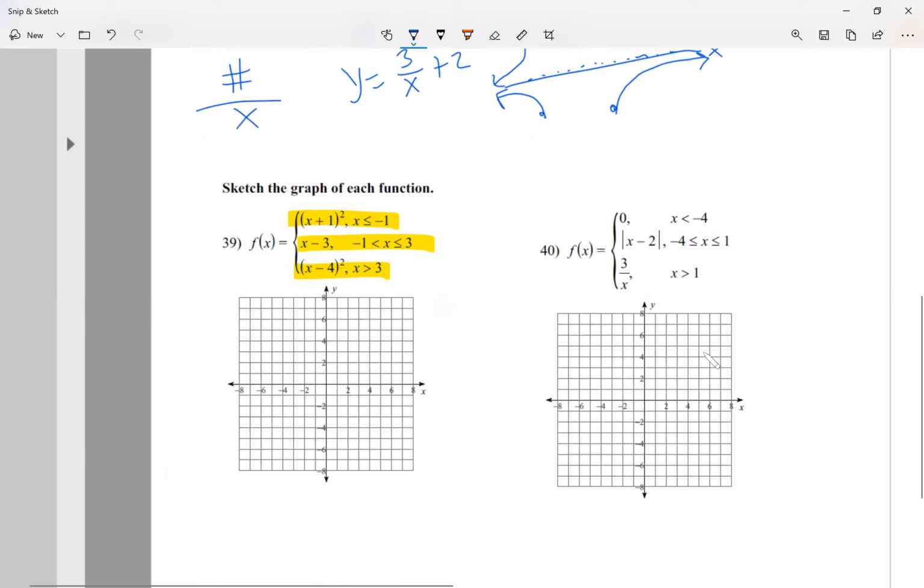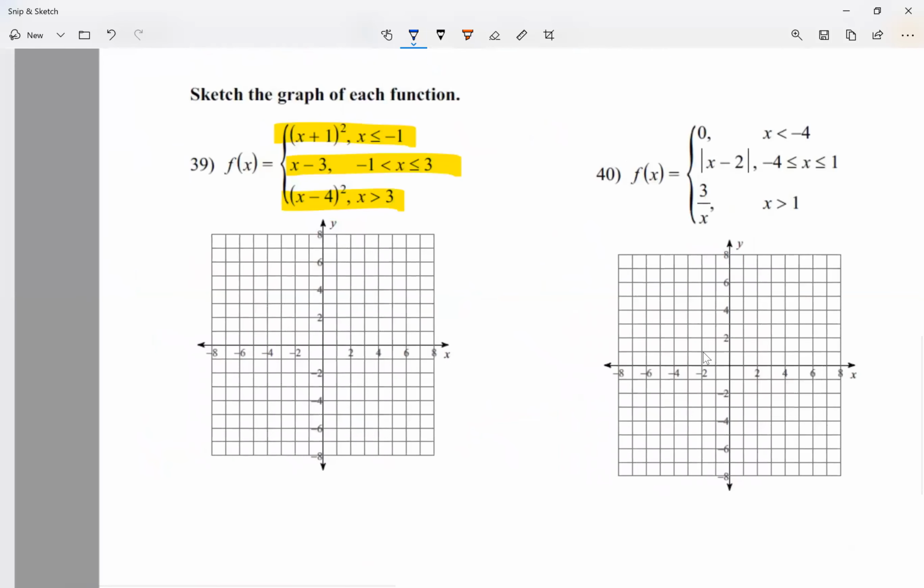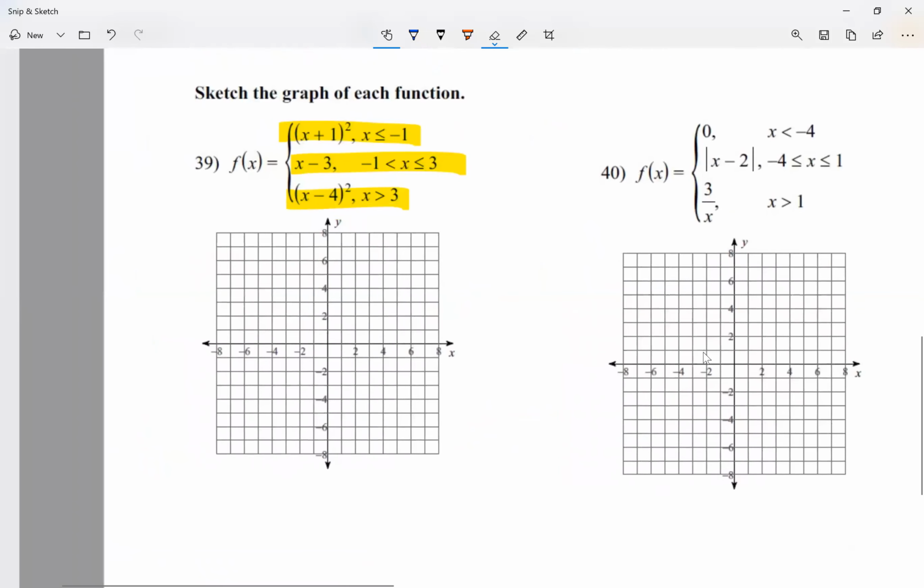Question number 39. Okay, question number 39. You take a look at the first graph to begin with. That looks like a U shape, okay? And I'm going to use x plus 1 all squared when x is less than or equal to -1.